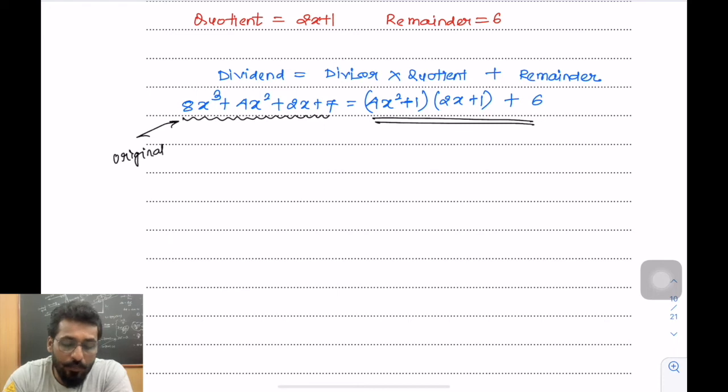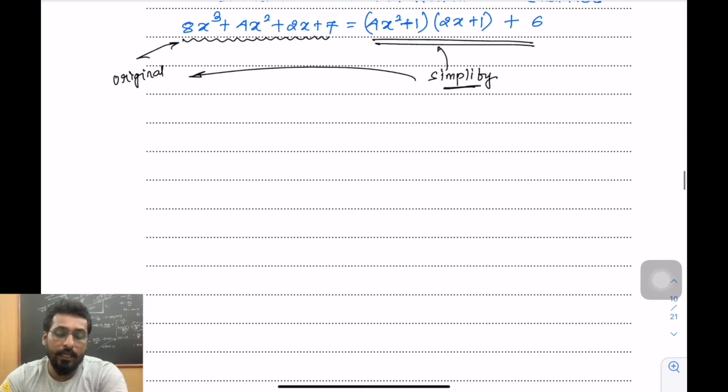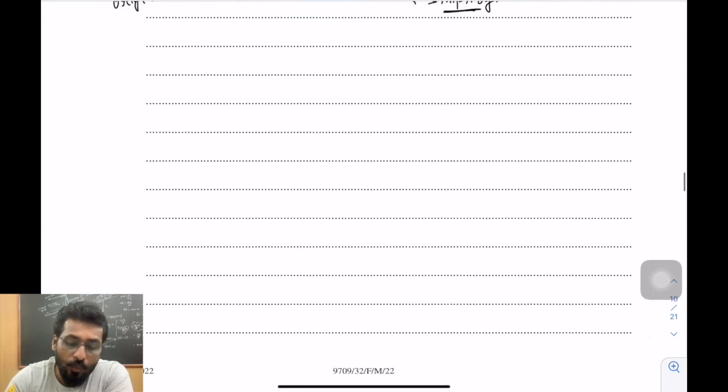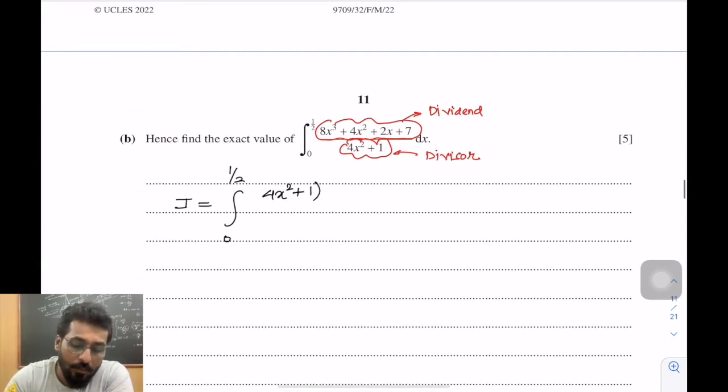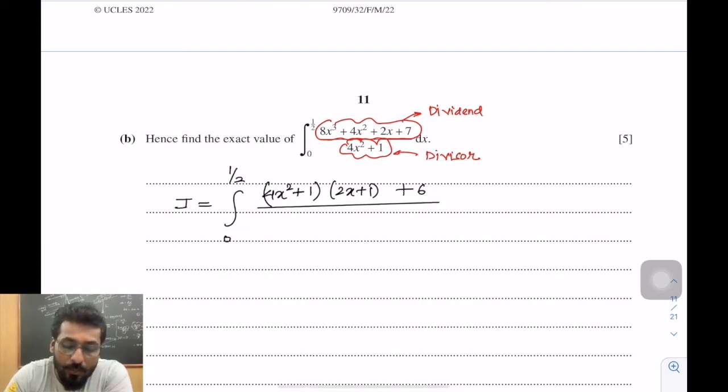If you simplify this expression, if you open the brackets, you will get the original expression. So I can write (4x² + 1) times (2x + 1), plus 6 in place of the dividend, and this entire thing is getting divided by 4x² + 1, and then you have a dx.